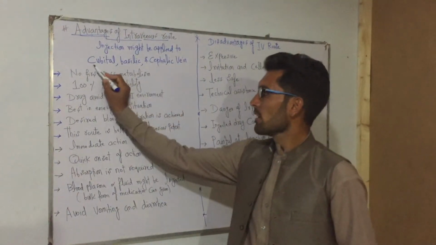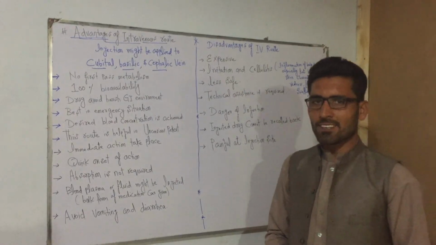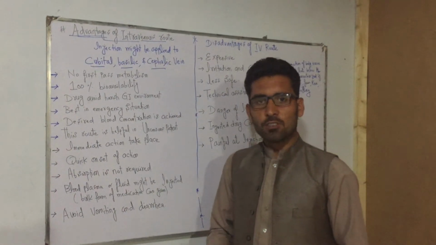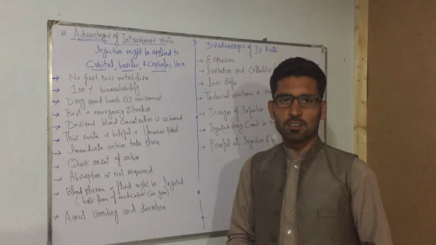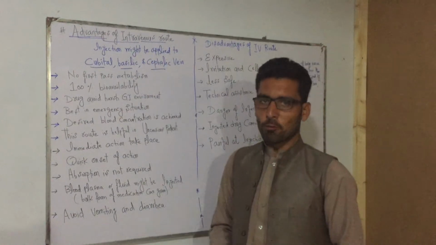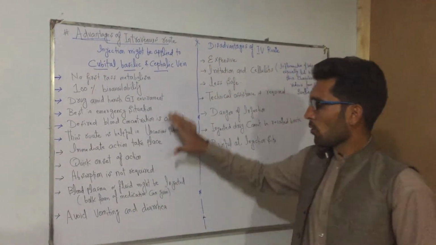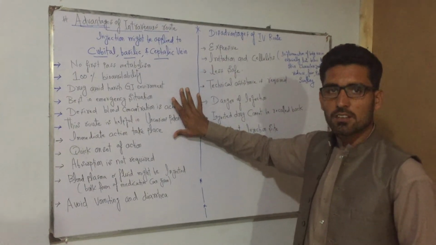So cubital, basilic and cephalic veins are most important as far as the intravenous route is concerned. Even we can inject drug into any vein of the body, but these are the important ones. Now we have to look at the advantages of the intravenous route.